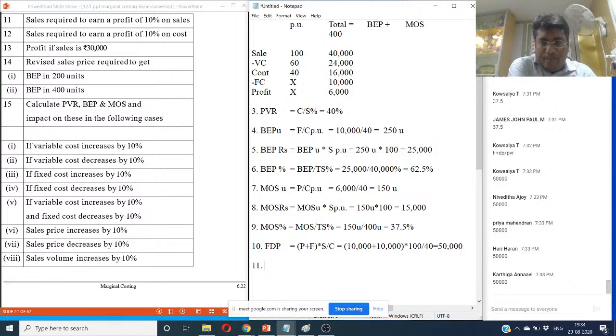For 10, the answer is 50,000. Profit plus fixed cost into sales by contribution. The value is 50. Profit means fixed desired profit. Instead of just writing P, I am writing fixed desired profit extensively to make you understand.